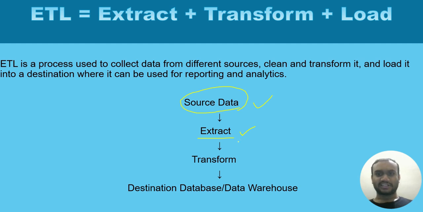Once you have the raw data available in your systems, you apply some business transformations, some aggregations, some joins with other tables. Normalizing your raw data is called transformation. And once you have that data ready, you load it into a destination database or your data warehouse, which is called loading. So this complete section, from source data till loading into the data warehouse, is your ETL: extract, transform, load.